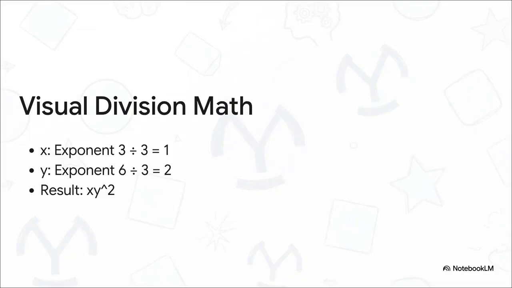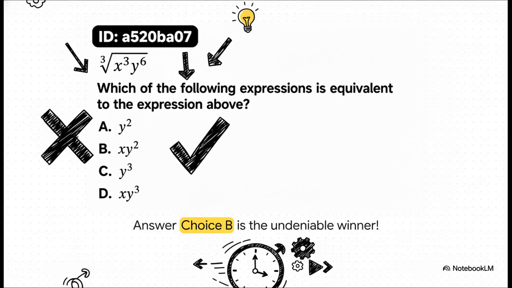Let's see this visual trick in action. For x, the inside exponent 3 escapes the radical as 3 divided by 3, which is just 1. So we get x to the power of 1. For y, the inside exponent 6 escapes as 6 divided by 3, which is 2. So we get y squared. You put them together, and you instantly get xy squared. Thinking back to our original problem, pure visual logic points us directly to choice B in a matter of seconds. You see the 3, you divide the inner exponents, and you pick B. No scrap paper, no heavy lifting. You are completely slashing your test time in half, pure and simple.